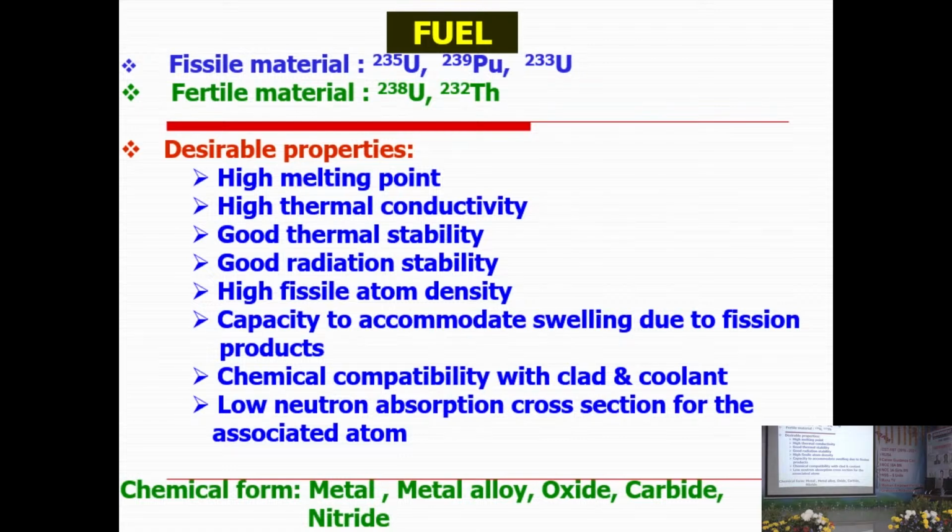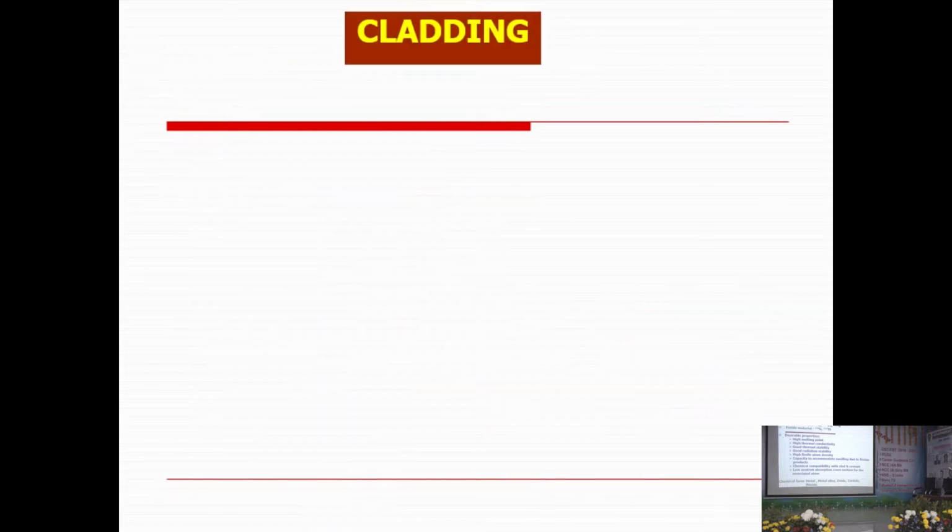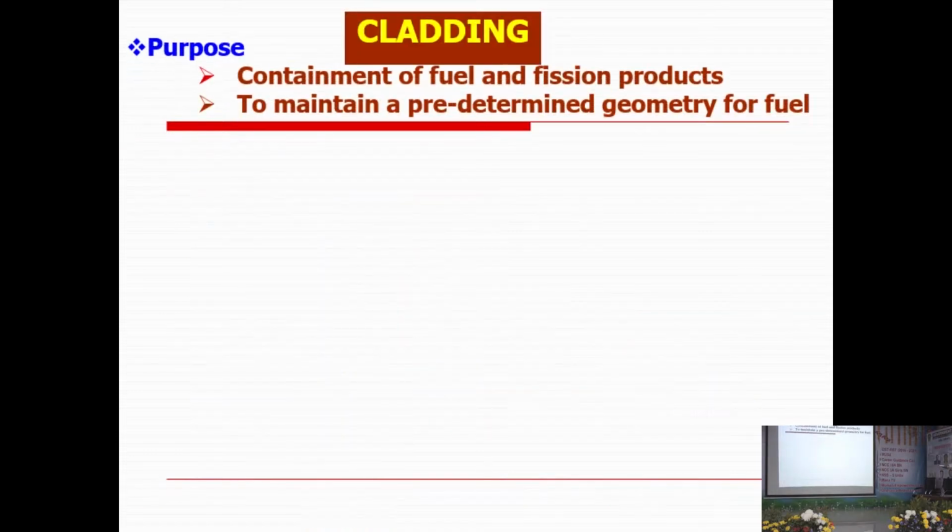Okay, the chemical form of the fuel we are using is either metal or alloys, oxides, carbides, or nitrides, depending on your nuclear reactor design. Now the cladding is the containment of fuel and fission products, to maintain the predetermined geometry of the fuel. As I mentioned earlier, we require a clad material such that fission fragments are not released into the coolant. We should have one barrier, and that barrier is called the cladding.